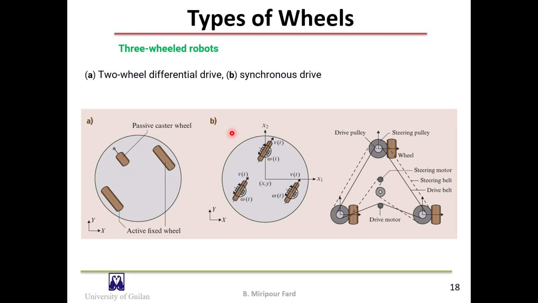Figure B shows a synchronous drive robot. This kind of robot can be built by using centered or off-centered orientable wheels. The steering and driving motions of each wheel are mechanically coupled by chains or belts. In this figure you can see the chains and belts, and the motions are actuated synchronously, so the wheel orientations are always identical.